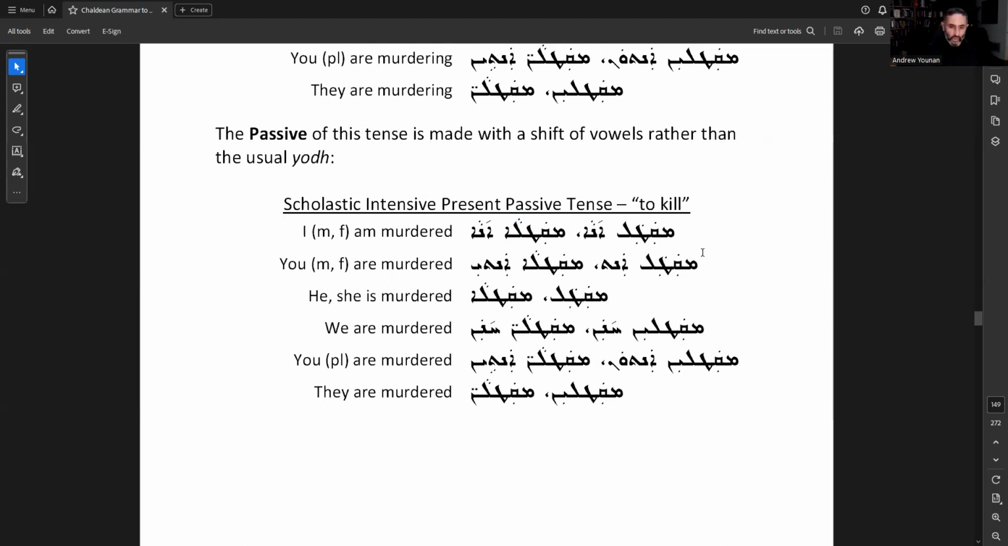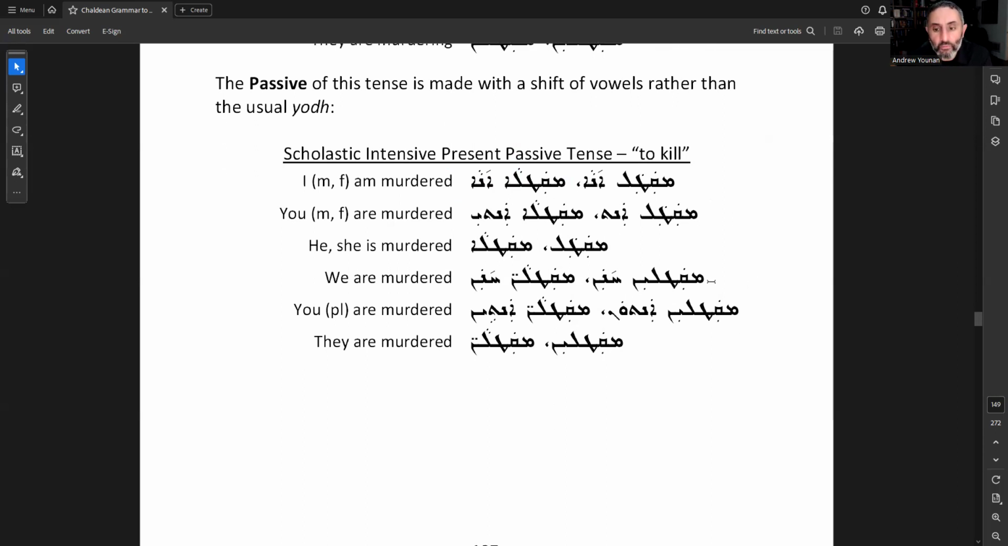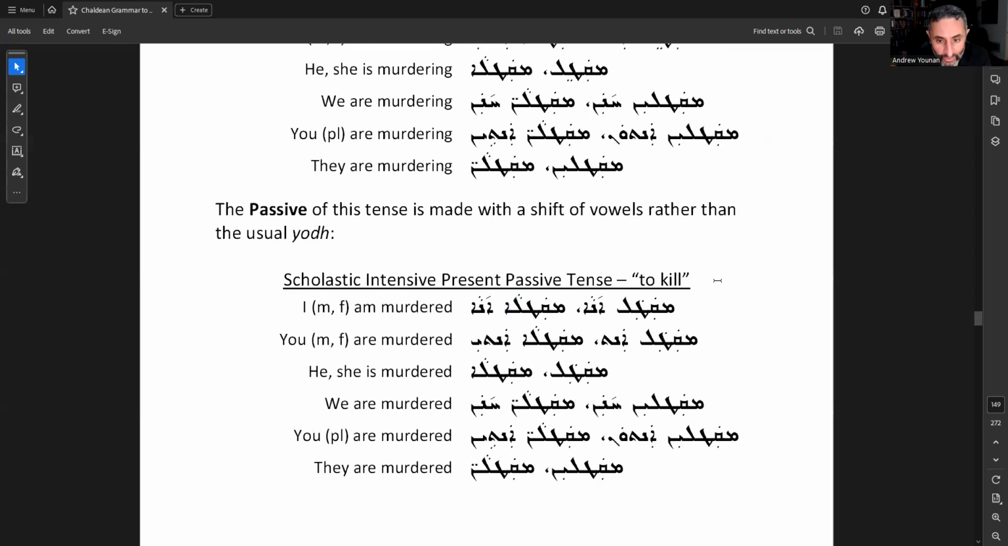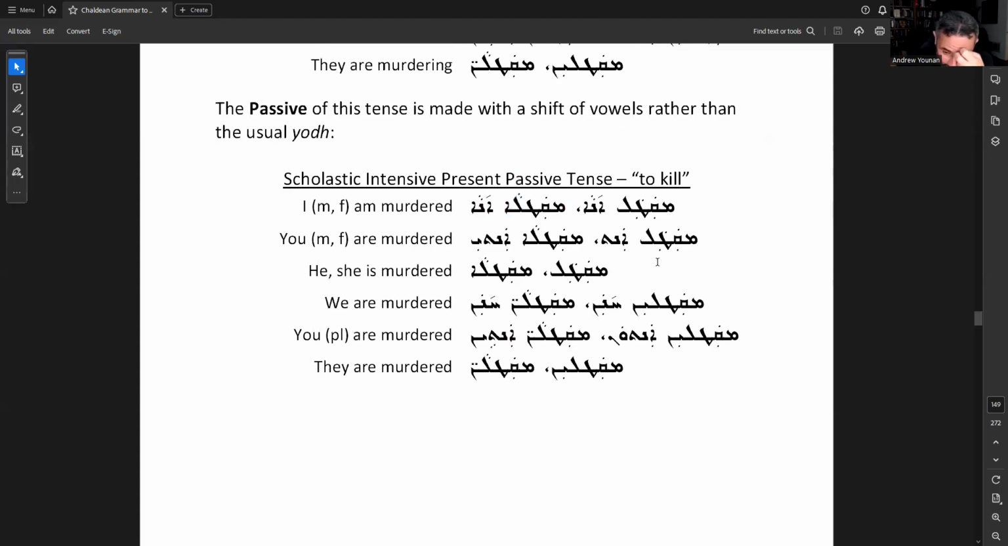So let me just read this conjugation. I am murdered, مقتلنا, مقتلانة. You are murdered, مقتلات, مقتلاات. He is murdered, مقتل. She is murdered, مقتلة. مقتلينا. Now the rest are going to be exactly the same. So again, it's just going to be context that's going to tell you what it actually means. مقتلينا, قتلانا, قتليتون, قتلان, تين, قتلين, قتلان.